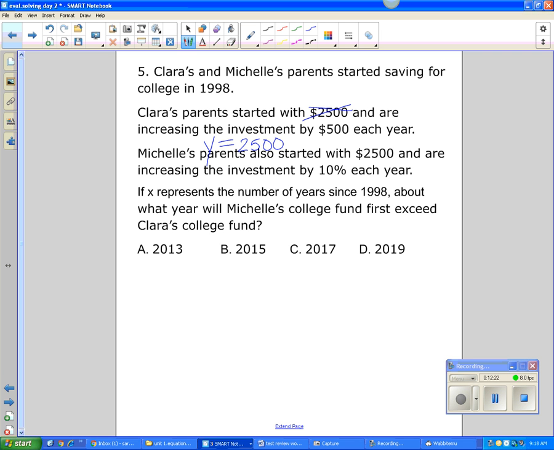Linear. Good. So what comes next after the 2,500? Plus. Good. Very good. Okay. Plus what? 500? Very good. Whoever said that, X. Y and X. Yep, each year. Okay, so that's Clara's y equals. Okay? That's the first step, right? A y equals for Clara. Okay, what do we think the next step is?